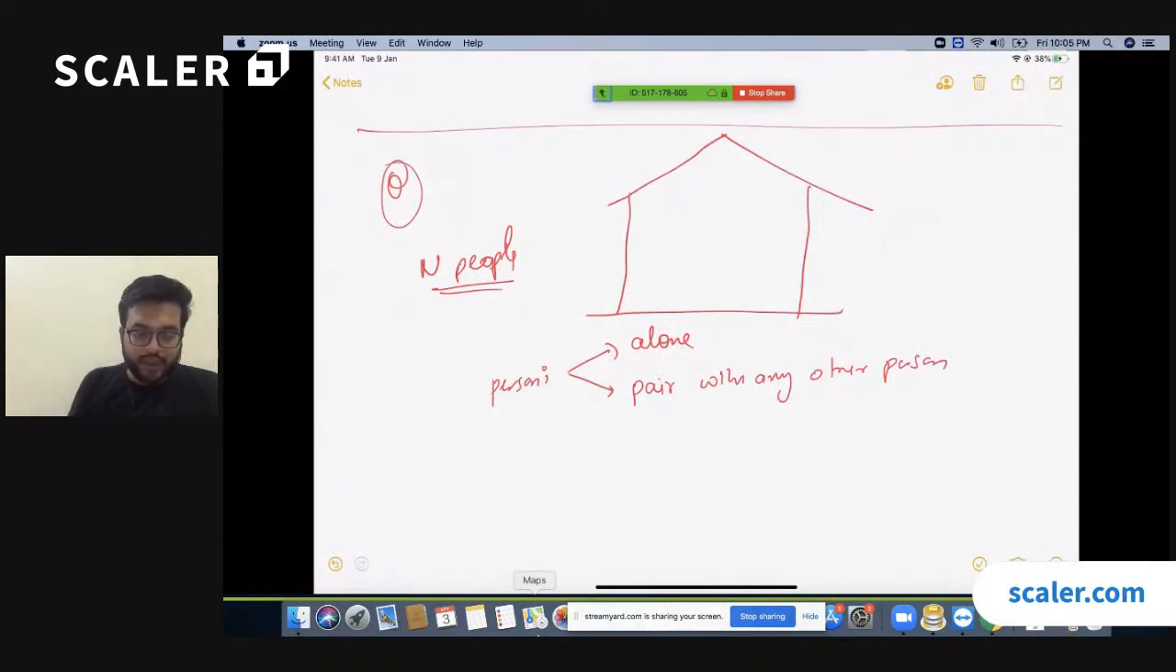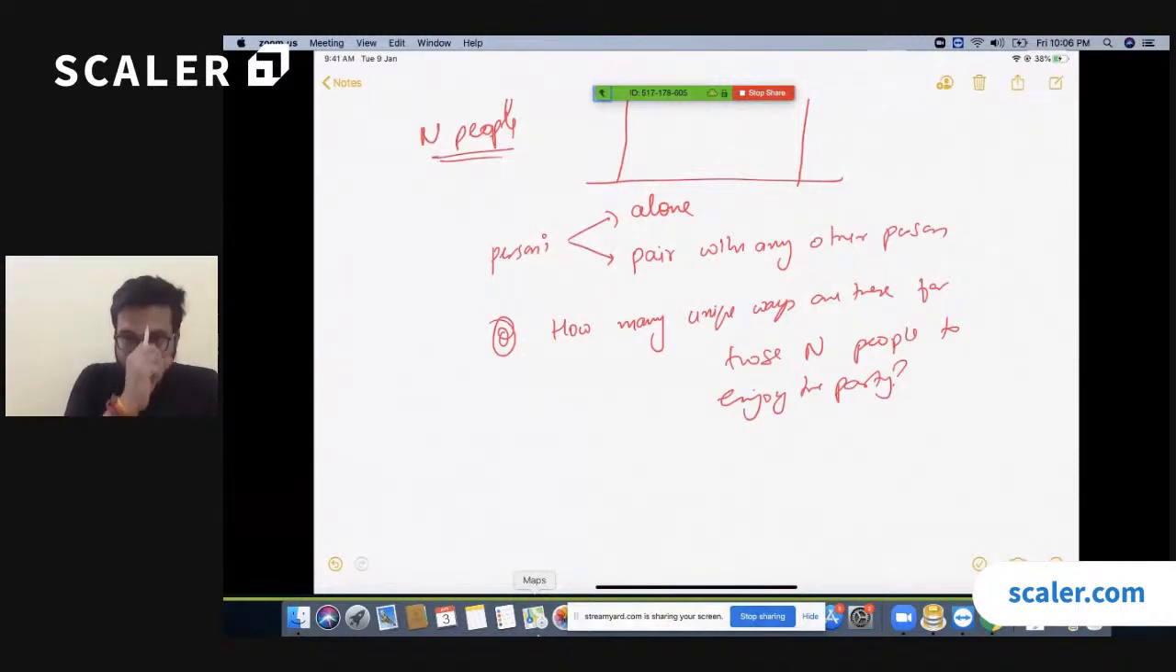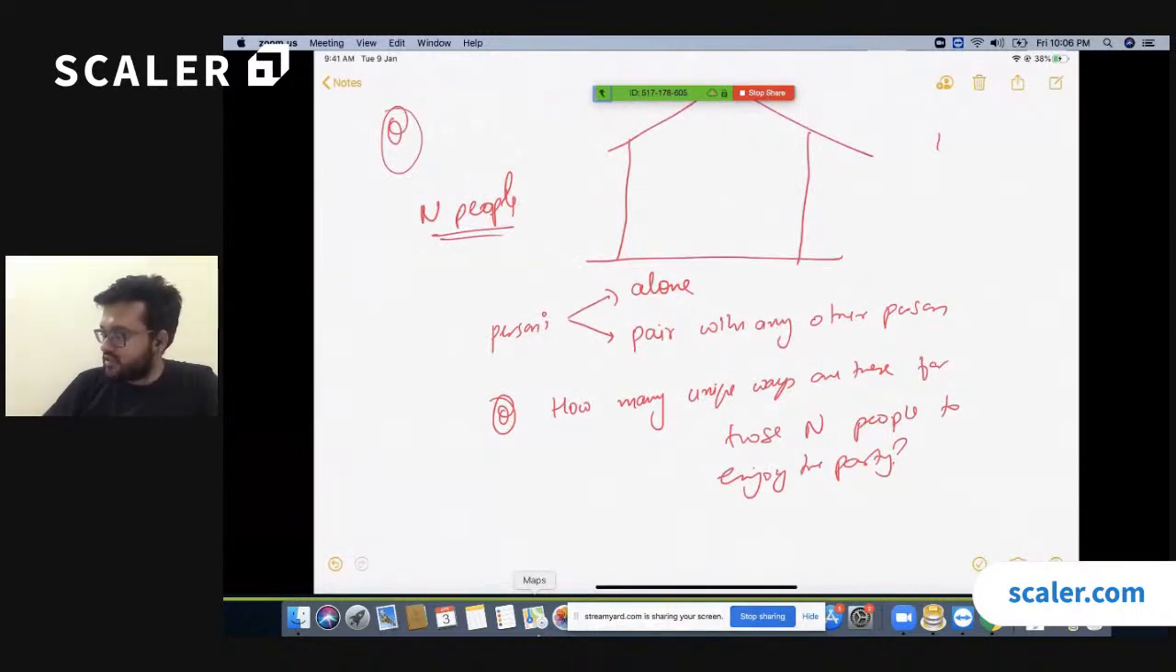There are two options here. Now the question asks you how many unique ways are there for those n people to enjoy the party? Does it make sense? How many different ways, how many unique ways are there for these n people to enjoy the party? Which company was this question asked at? I myself asked this question several times at Directi, and I've seen it asked at several other companies as well. So you have to figure out how many different unique ways are there for those n people to enjoy the house party.